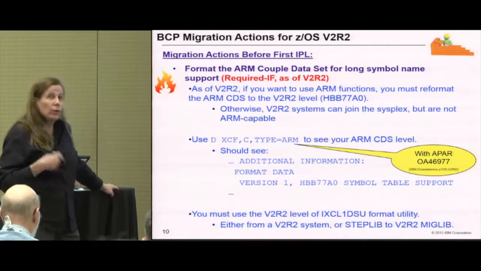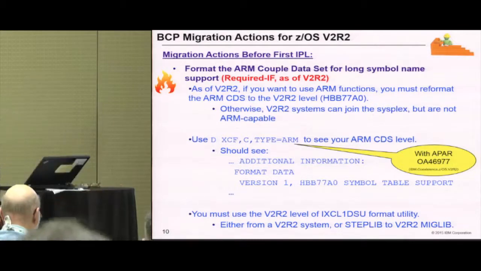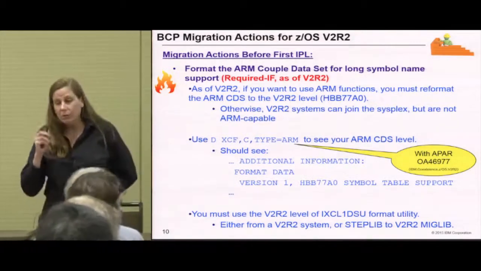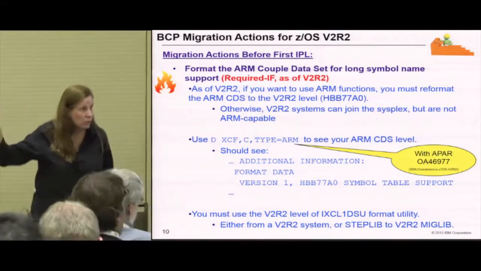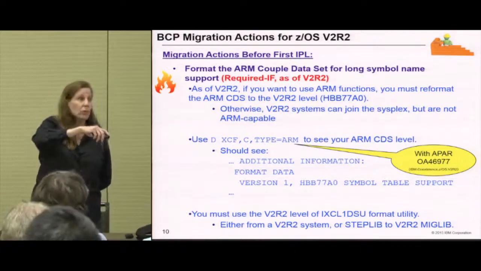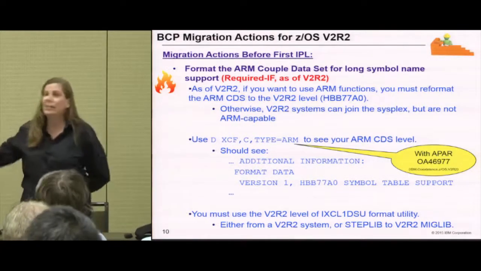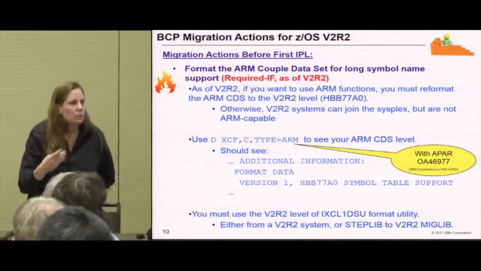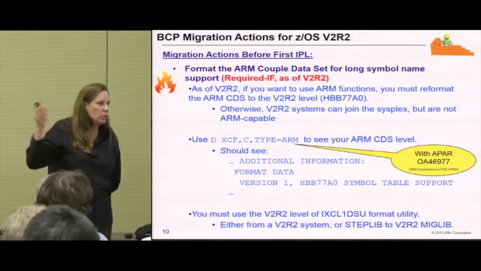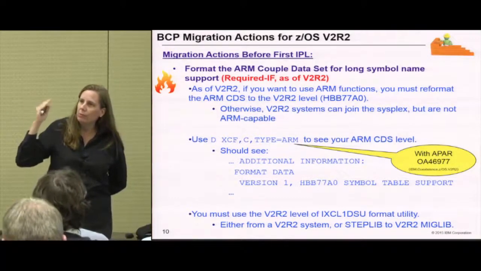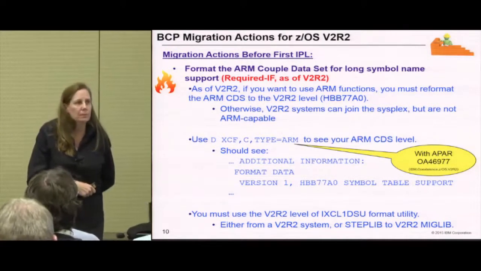In 2.2 is where the utility is upgraded so that it will give you the HBB7790 support. You have to use the utility from the 2.2 system. It doesn't roll back the utility at the level on the lower level system, because that's where all the long system names support, and that didn't come in those releases, that came in the higher releases. So, to make a long story short, you have to use the 2.2 utility to format ARM CDS, and you can use a STEPLIB that works perfectly fine.